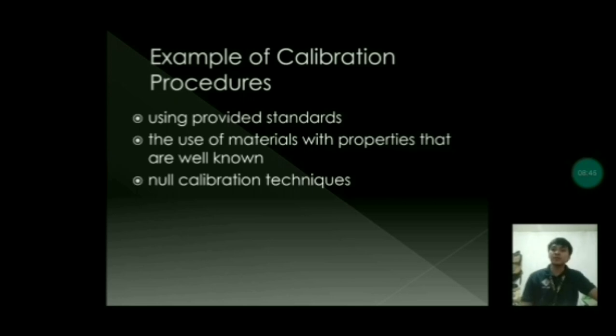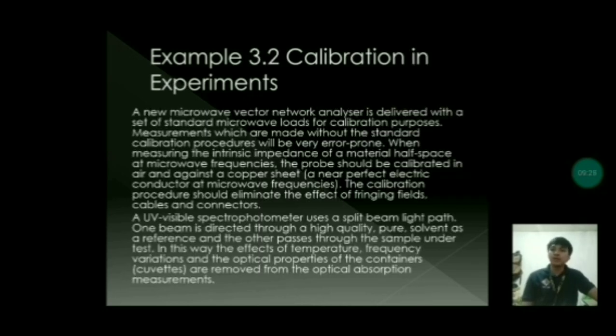Examples of calibration procedures. First is using provided standards, like the standard solutions in chemical analysis, standard loads for electrical and microwave power level measurements, and so on, as well as the use of materials with properties that are well known. That is the standard measurement tools because they provide reliable measurements. Next is null calibration techniques, like when you run an instrument on a blank sample. Examples of it are air or pure water. An example of it is in calibration in experiments.